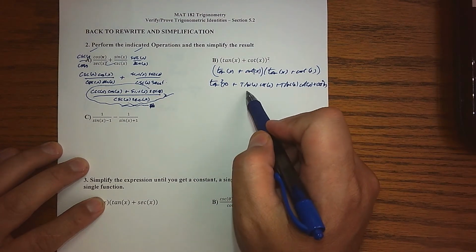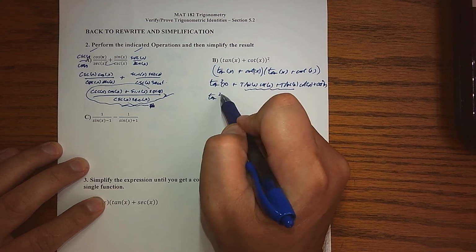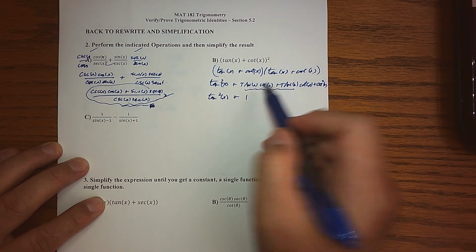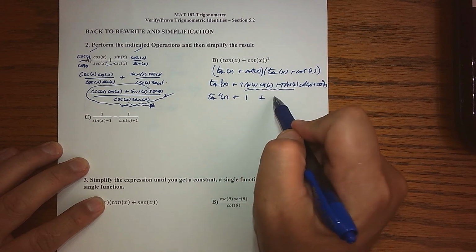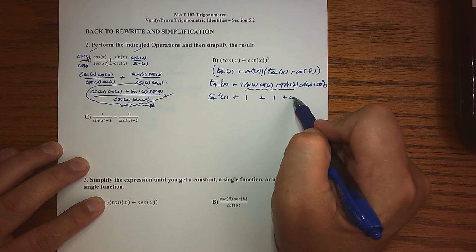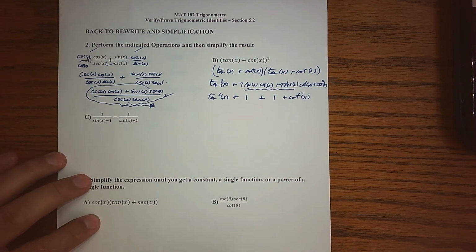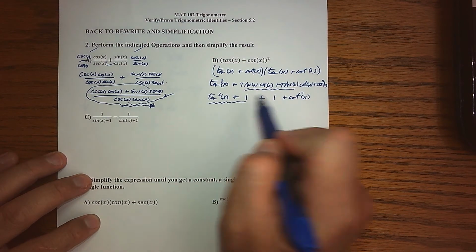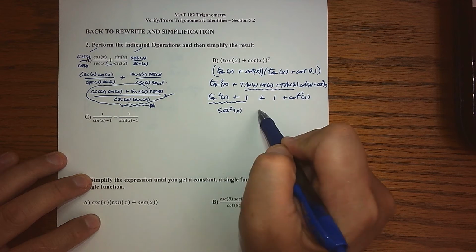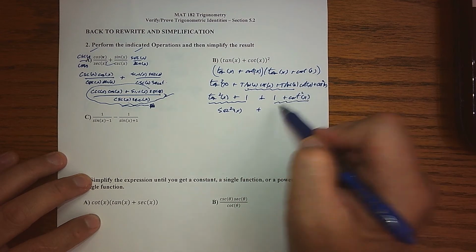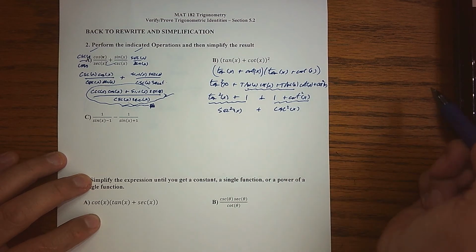Alright, and so if we put things together here, we have tangent squared x plus 1, because tangent and cotangent are basically reciprocals of each other. We have another plus 1 plus cotangent squared of x. Okay? And then at this stage, we know that tangent squared plus 1 is actually secant squared, plus, and this is actually cosecant squared of x.